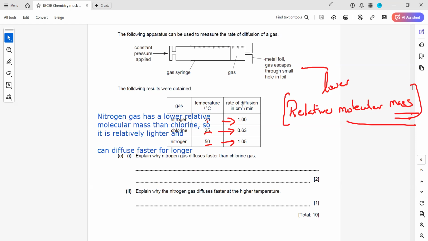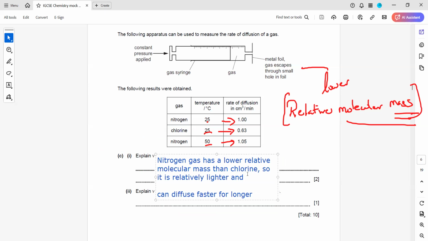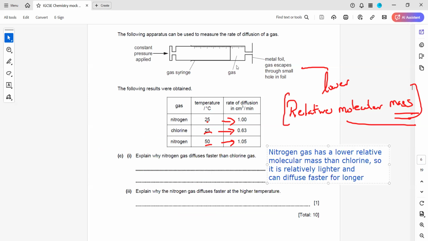Why is it called relative molecular mass? Because it's the mass of an atom compared with a 12th part of carbon-12, or the mass of a molecule compared with carbon-12. So nitrogen gas has a lower relative molecular mass than chlorine, so it is relatively lighter and will move or diffuse faster. Explain why nitrogen gas diffuses faster at a high temperature.